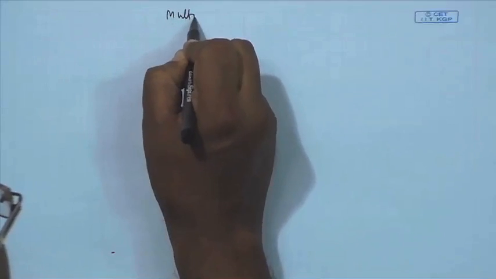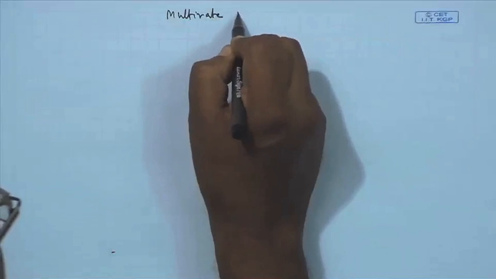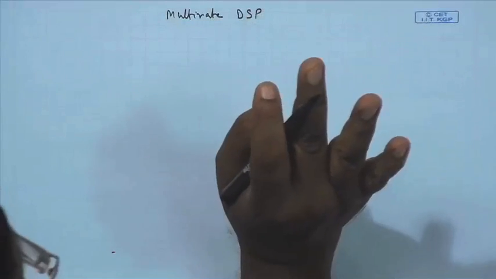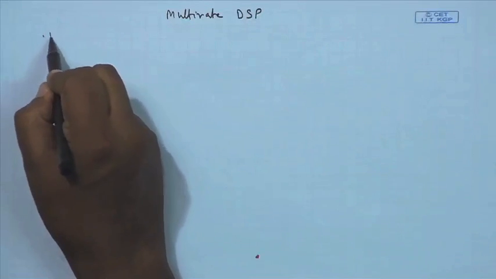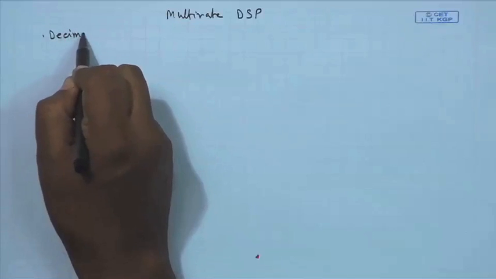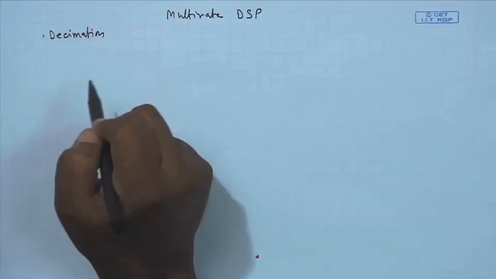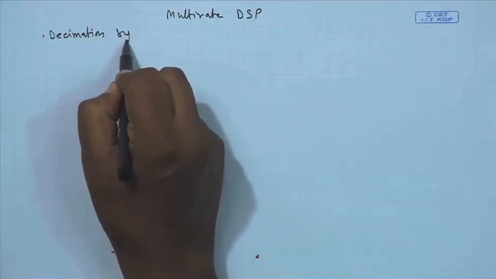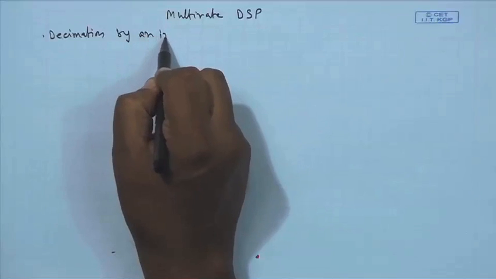Now, I start another topic, which is a big topic. I will just give some introduction to that, only very basic things I will discuss, because these are very commonplace today. This topic is called multirate DSP. I will just consider very basic things: decimation, by an integer factor.